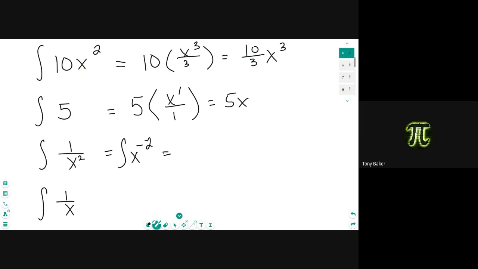All right. So that's going to be what? x to the what power? Negative 1 divided by negative 1. So it's going to be negative 1 over x.